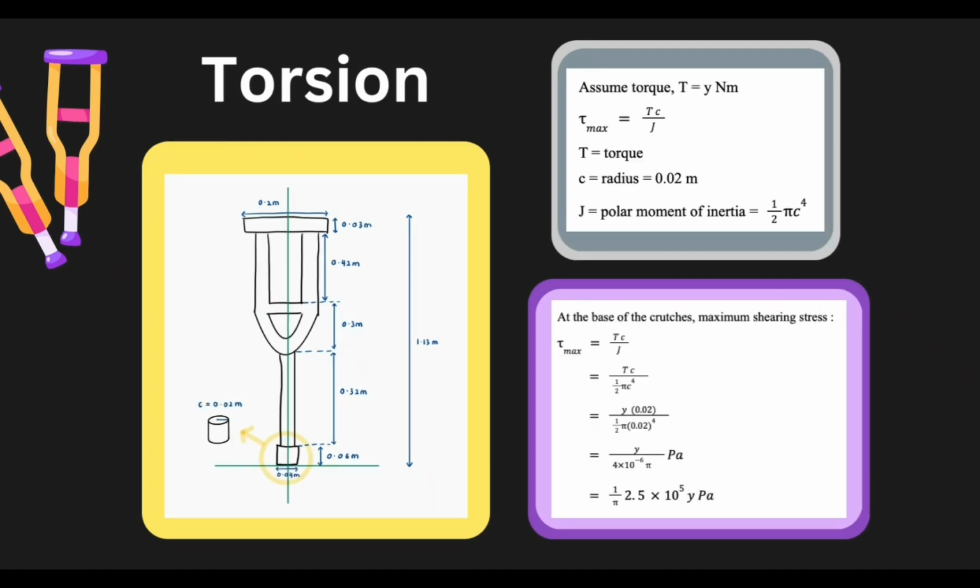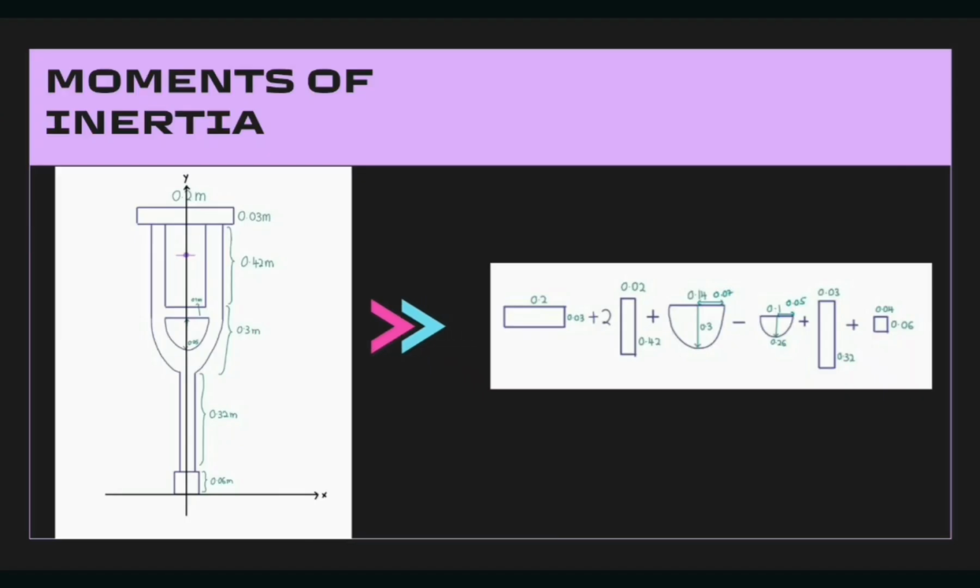For the torsion part, we calculated the maximum shearing stress using the formula tau max equals Tc over J. For our crutch, we use the base part where the radius is 0.02 meter. And we calculated the polar moment of inertia, J, using 1 over 2 pi c to the power of 4. Assuming torque is y Newton meter, our tau max is equal to 1 over pi 2.5 times 10 power 5 y Pascal.